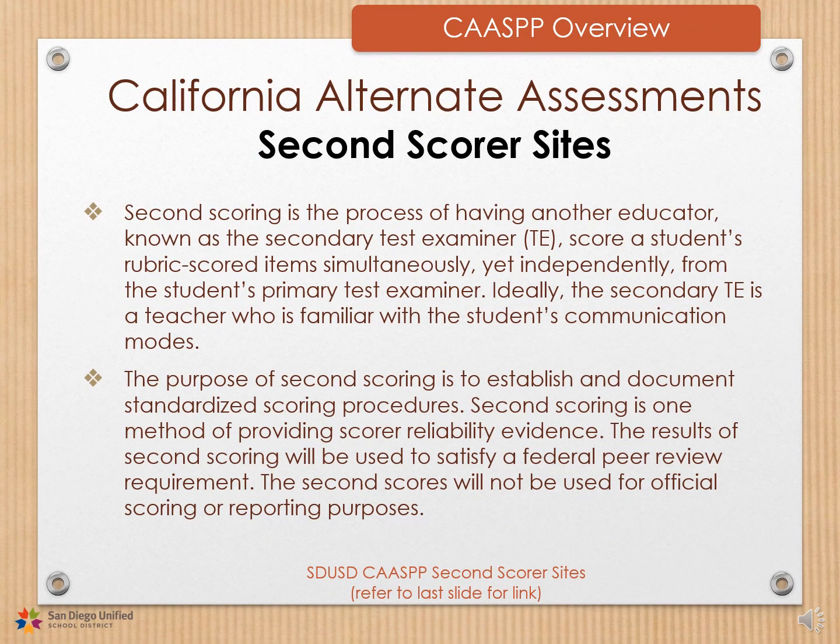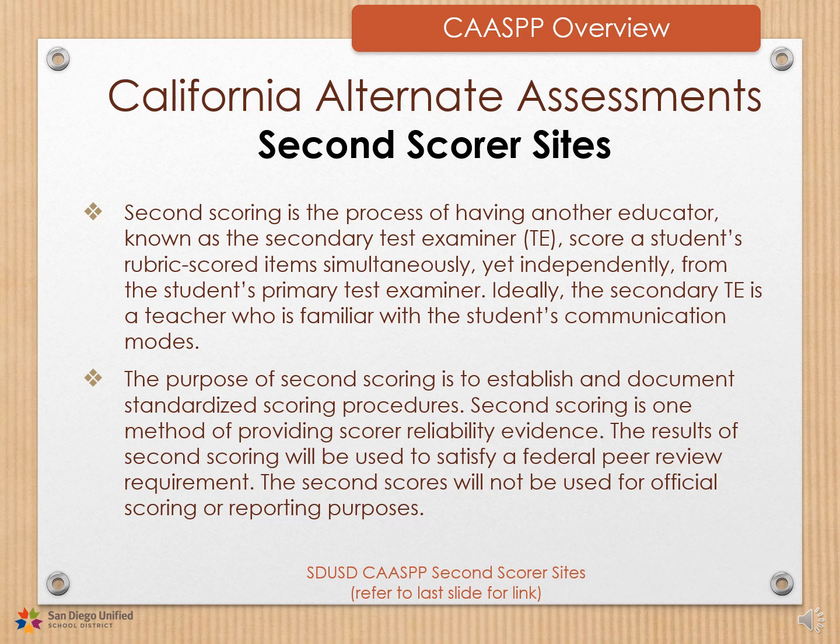Second scoring is the process of having another educator, known as the secondary test examiner, TE, score a student's rubric scored items simultaneously yet independently from the student's primary test examiner. Ideally, the secondary TE is a teacher who is familiar with the student's communication modes. The purpose of second scoring is to establish and document standardized scoring procedures. Second scoring is one method of providing scorer reliability evidence.